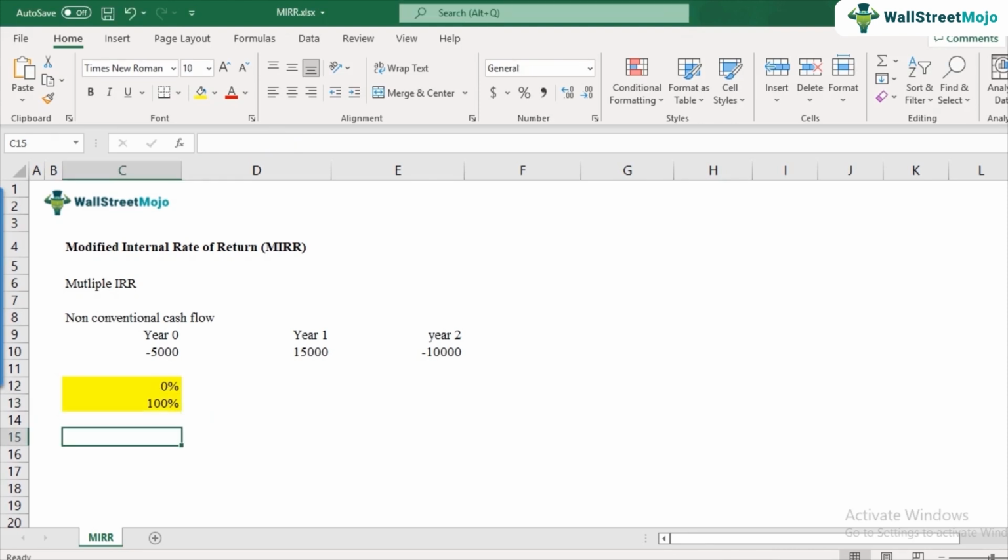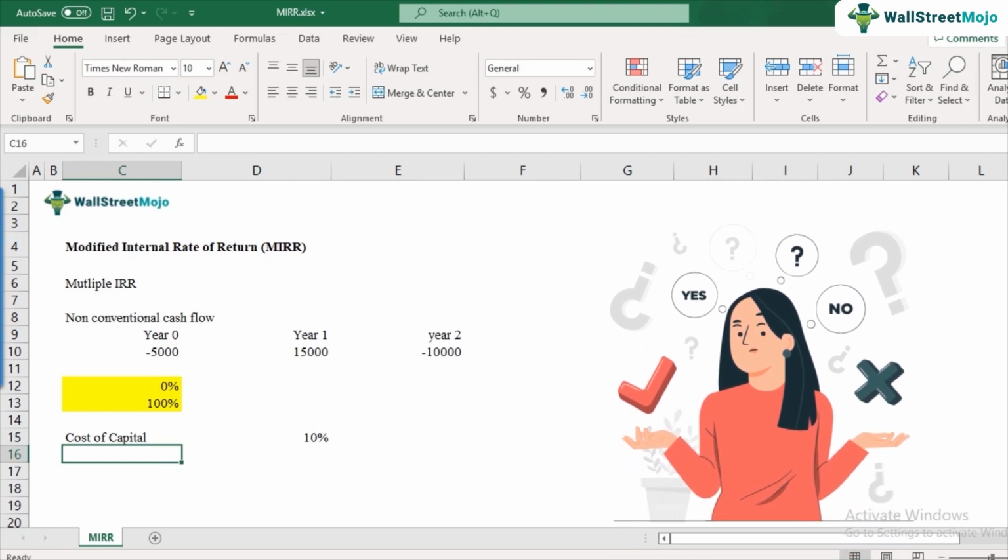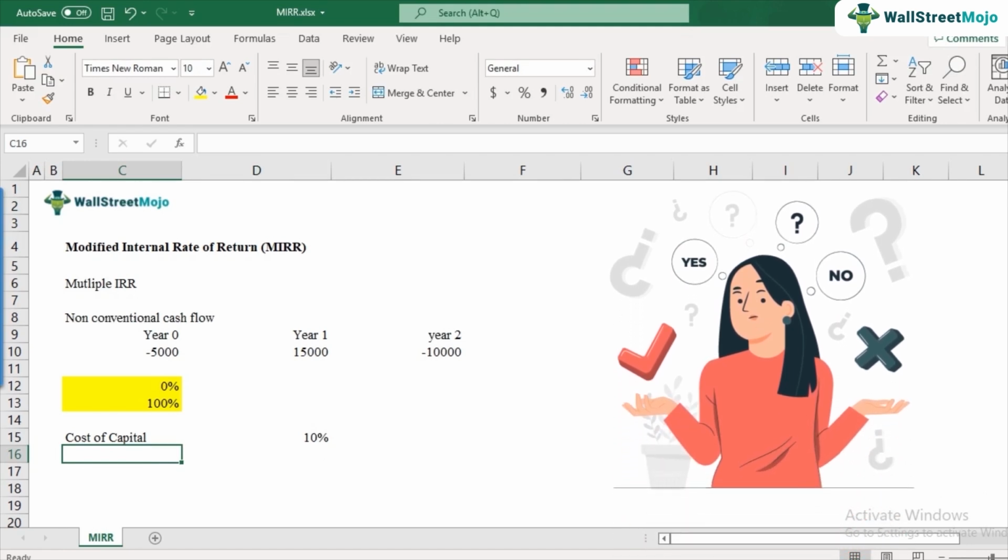Now let's assume that the cost of capital of the project is 10%. Okay. So what would you do in this case? Would you select the project or reject the project? So if IRR is 0%, we would reject the project. And if IRR is 100%, you would accept the project, right? But here we are getting conflicting answers. So this is the biggest problem of internal rate of return. It doesn't work in the case of non-conventional cash flows.